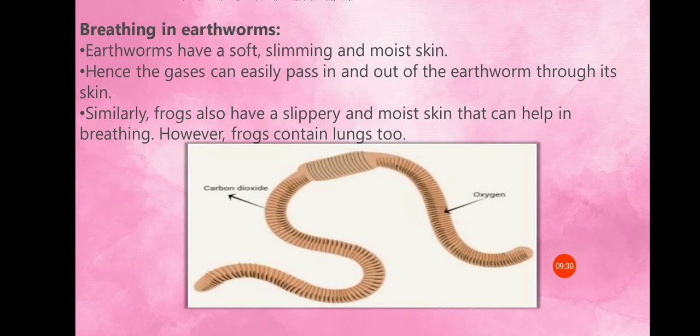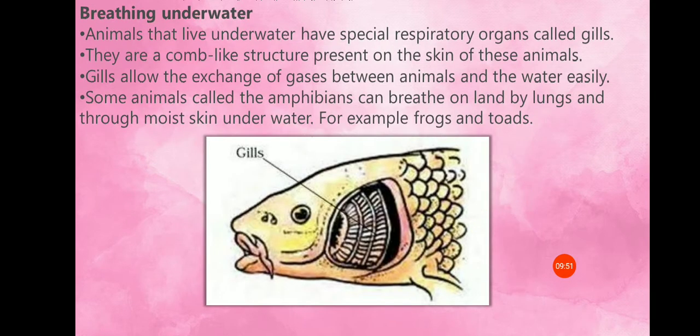As well as breathing in earthworms. Exchange of gases in earthworms takes place through the moist skin. Hence, the gases can easily pass in and out of the earthworm through its skin. Similarly, frogs also have a slippery and moist skin that can help in breathing. However, frogs contain lungs too.